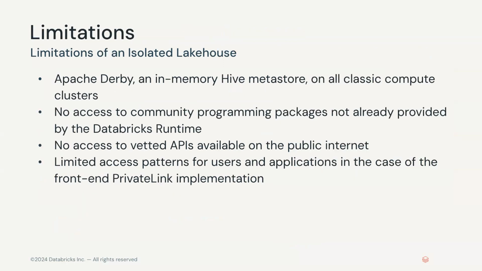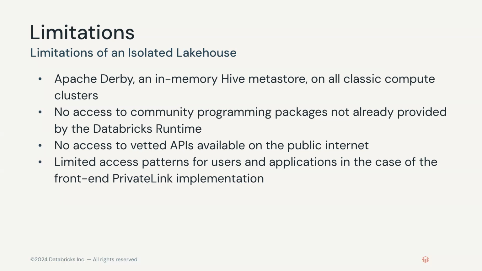Now, an architecture is great, but there are always limitations associated with it. A few limitations with this isolated architecture: number one, on the classic compute clusters, you need to implement Apache Derby configs. What that means is Apache Derby is an in-memory Hive metastore. So it removes the need to have outbound access on port 3306 to the default Hive metastore that exists within the Databricks control plane, since that is not currently supported by AWS PrivateLink.